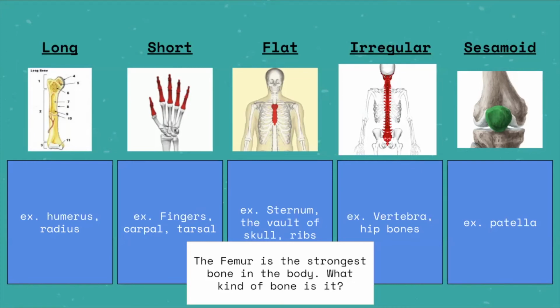Yes. And then we have irregular bones, like our vertebrae and our hip bones. The part you see in red is our spinal column, and all of the bones in our spinal column have these weird irregular shapes.